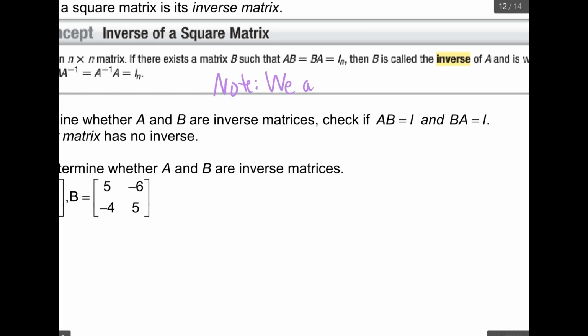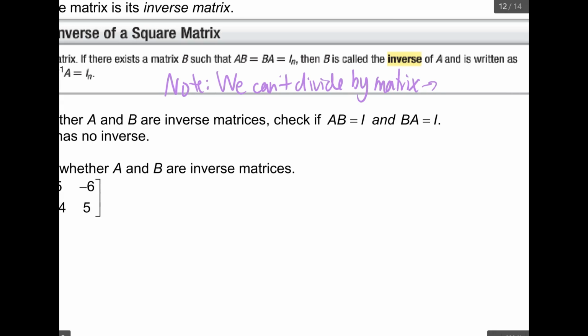Oh my gosh, I love the determinant. It's amazing. A lot of this you've theoretically seen before. Since we can't divide by a matrix, you multiply by the inverse.